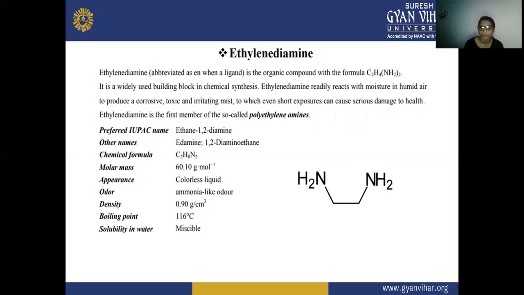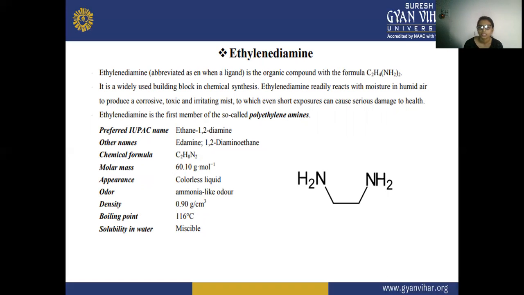And this is the first member of the polyethylene amines. The preferred IUPAC name is ethane-1,2-diamine. Other names are en and 1,2-diaminoethane. So here you can see the two amine groups are attached to it. The chemical formula of this is C2H8N2, and the molecular mass is 60.10 grams per mole.